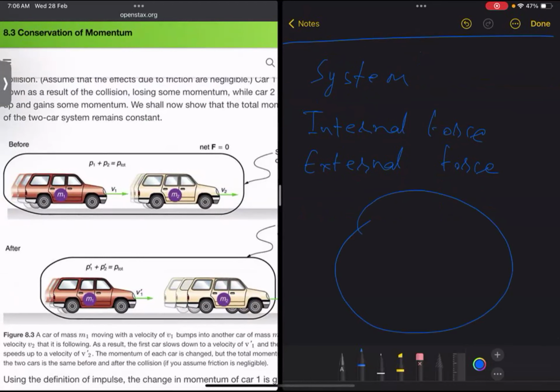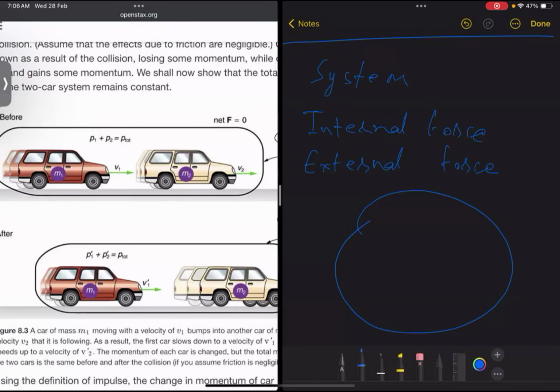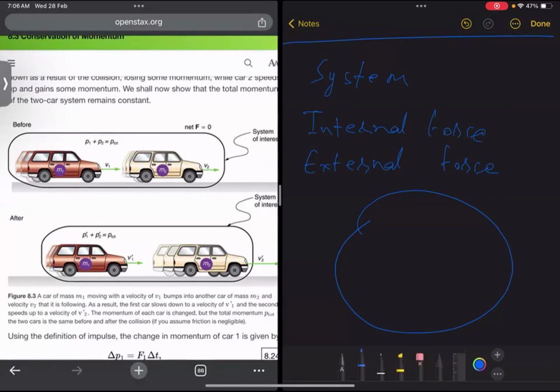In this case, we have selected these two cars as one system, car one and car two. So when the two cars collide, car one exerts a force on car two, and car two will also exert a force on car one, by Newton's third law, right? So that force which car one is imparting on car two and car two is imparting on car one becomes internal force when you select both of the cars as one system. Are you getting that? Yes, because they are applied by one part of the system on the other.